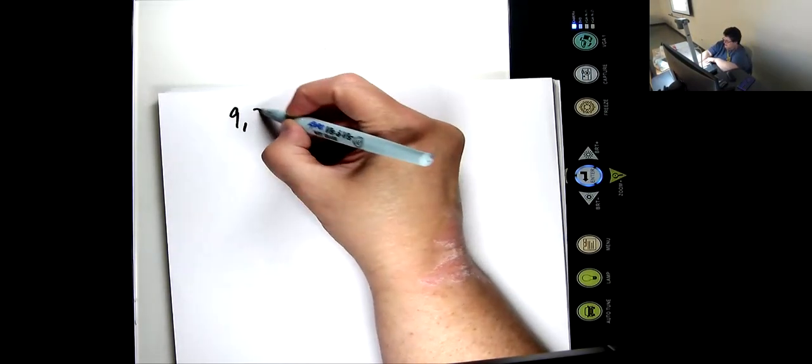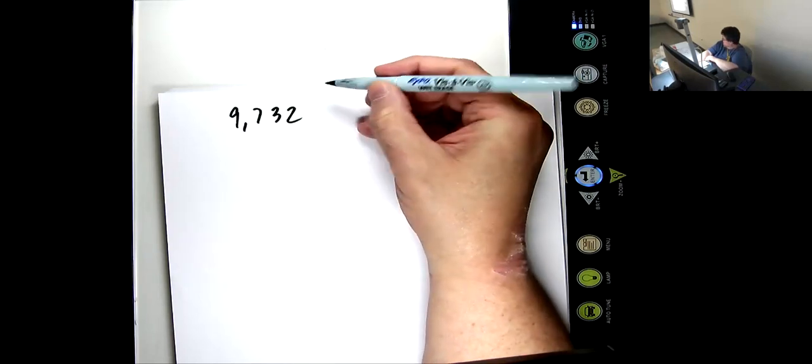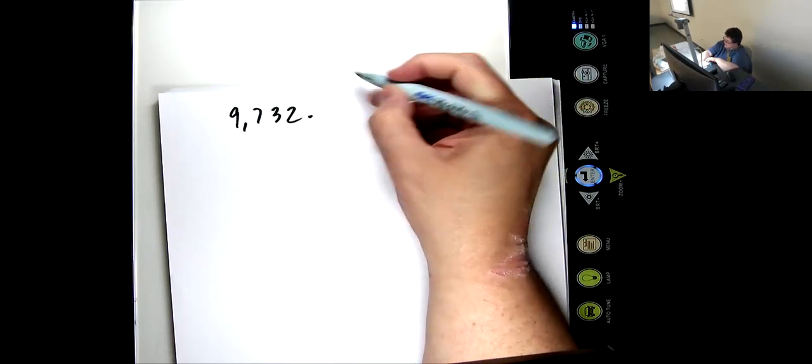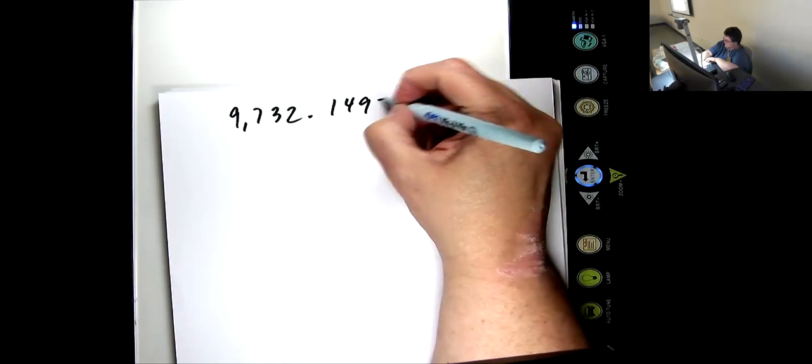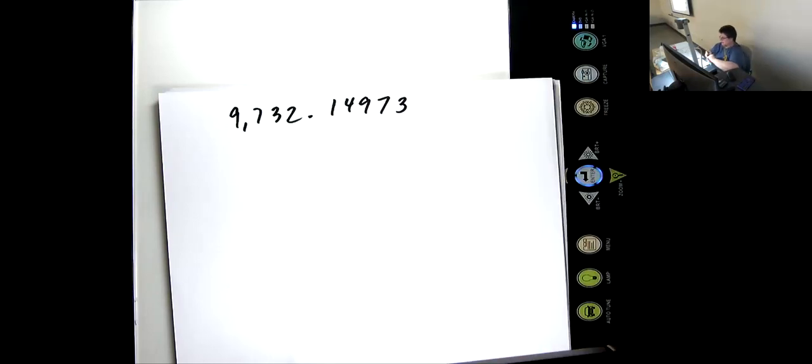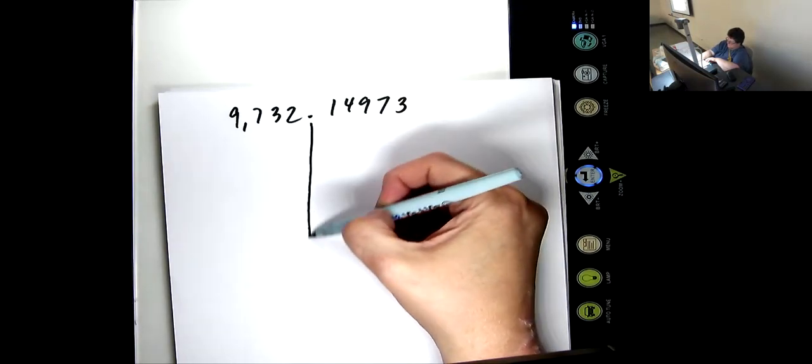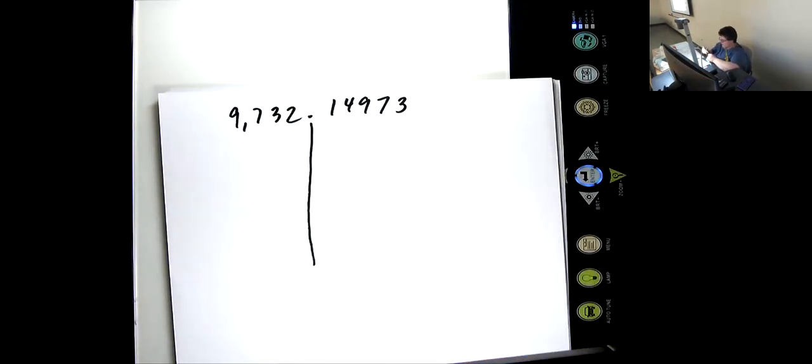All right, so let's look at a number and talk about the place values. Let's go with, I don't know, 9732, that'll be our first numbers, and then we'll do something like 14973. So we'll talk about the numbers on the left, different than the numbers on the right. I presume everyone's comfortable with the numbers on the left, what their values are, but we're gonna talk about them.